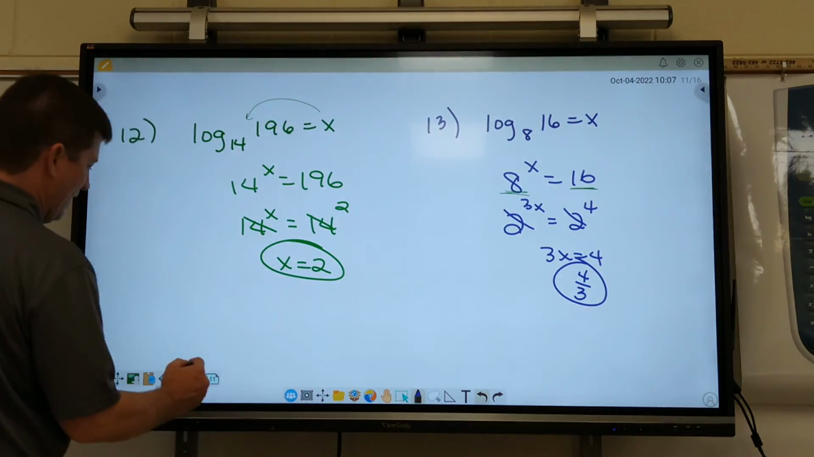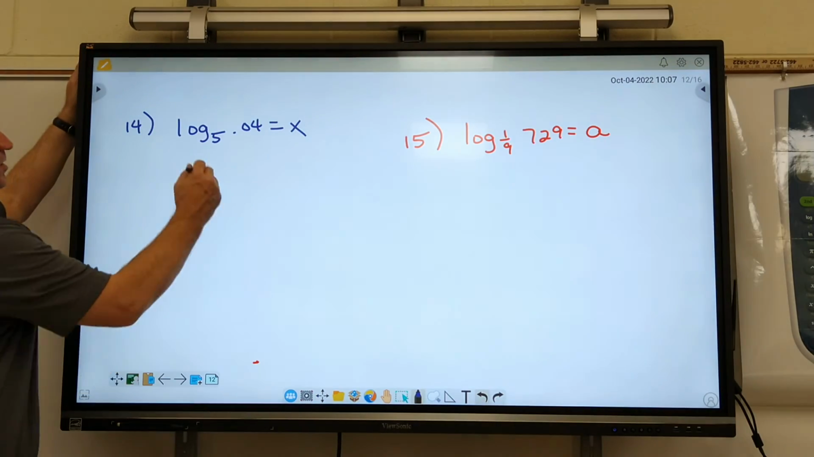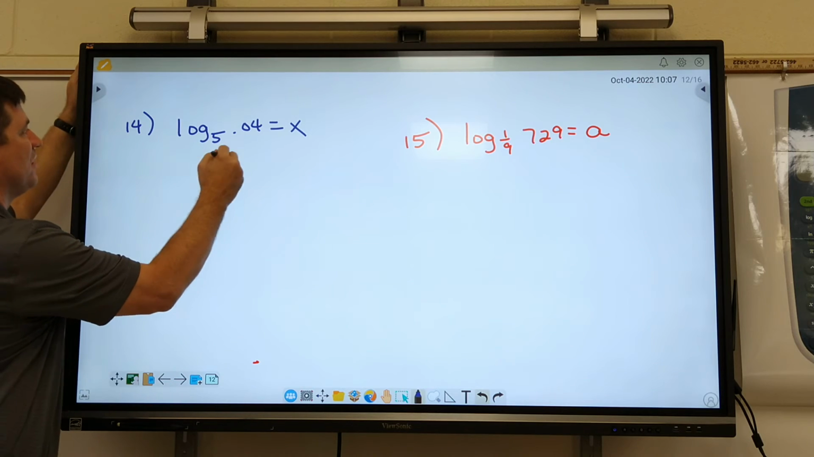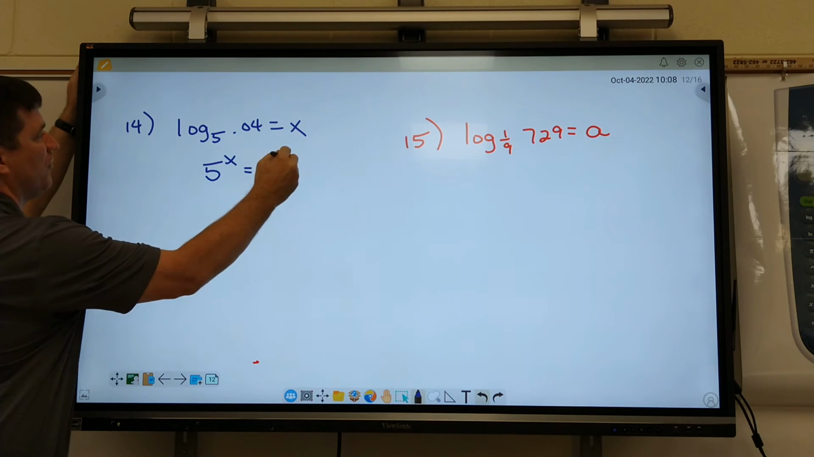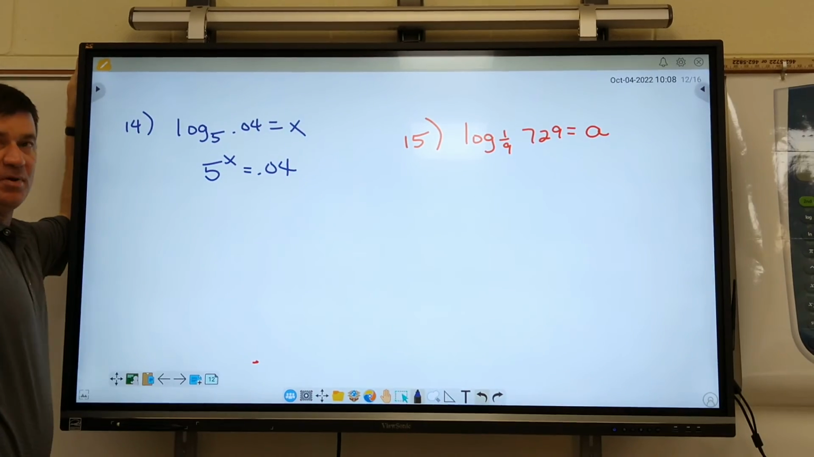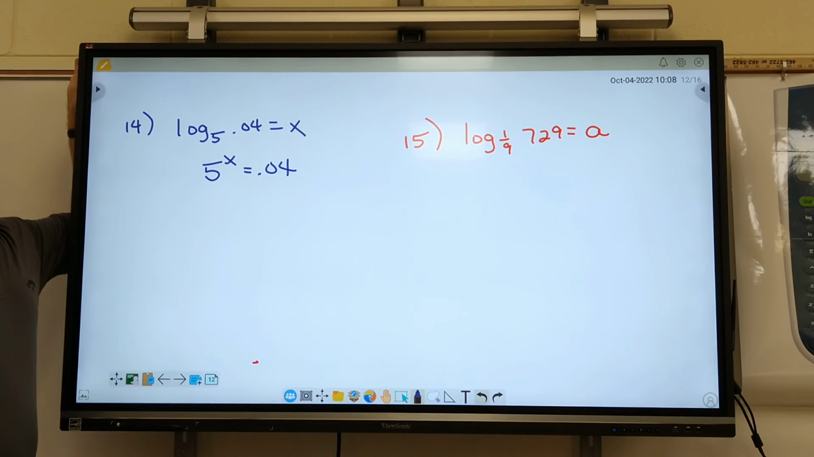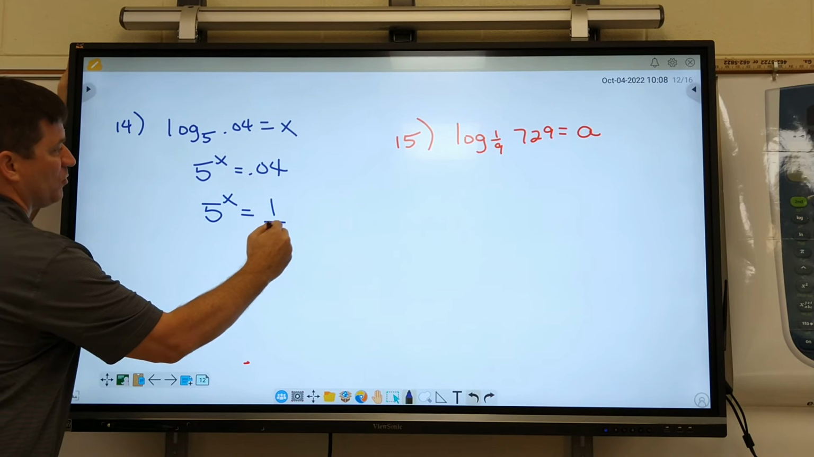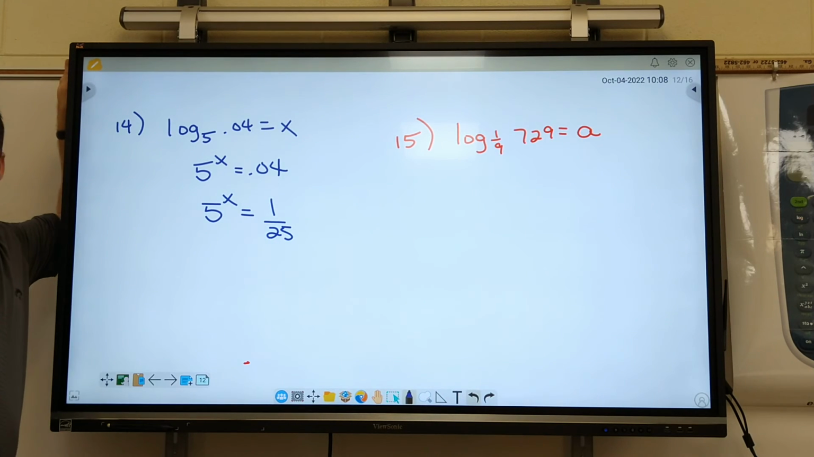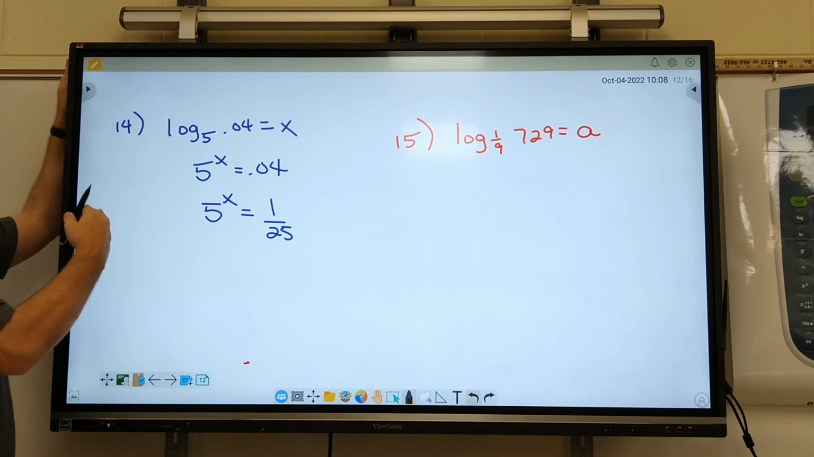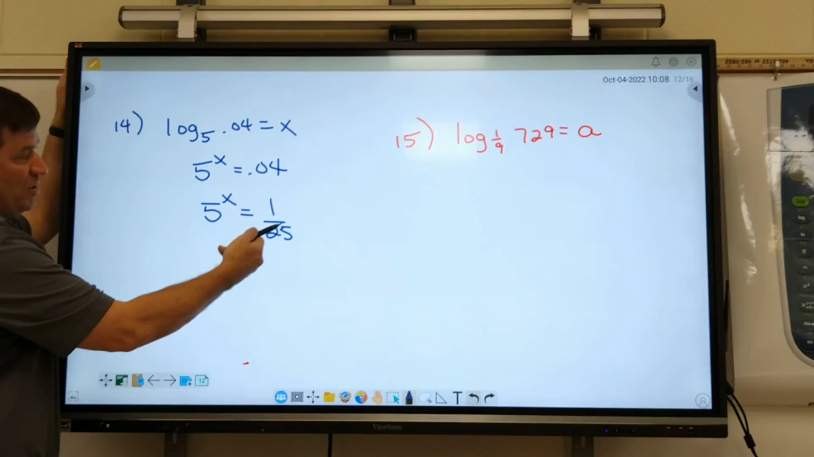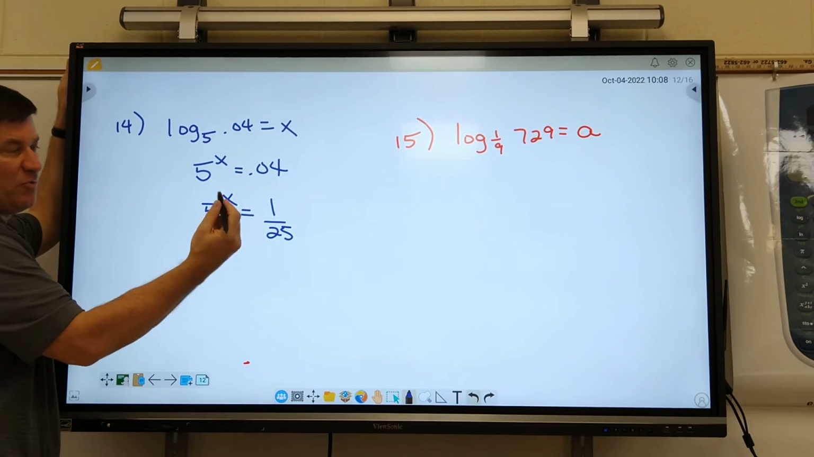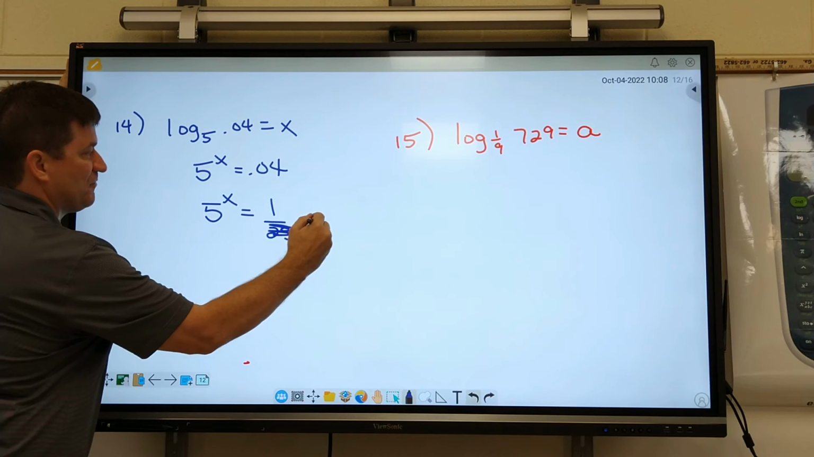All right, let's see what we got. So look, it's gonna be 5 to the x equals 0.04. What's the fraction gonna be for 0.04? 1 over 25, so y'all should have 5 to the x is 1 over 25. Now, this is where I know I've got to make them the same number, and we should know 25 is 5 squared. We should know that. So that changes to 5 squared.